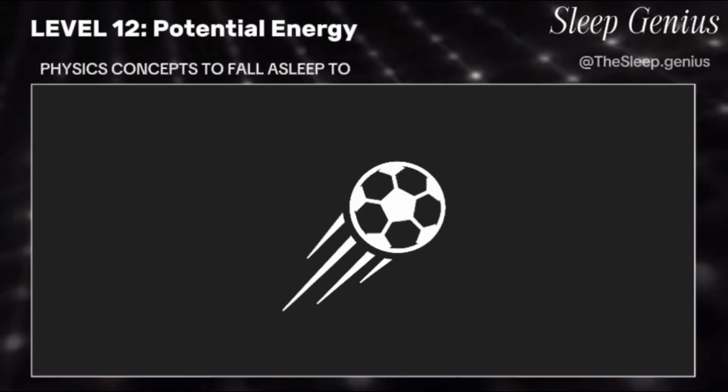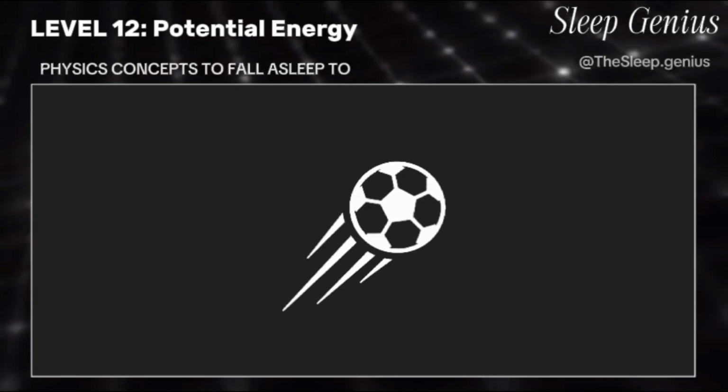It only exists while the object is in a state to change. Observe positions and arrangements carefully because they hold hidden energy. Energy is transferable and shapes motion in all systems.